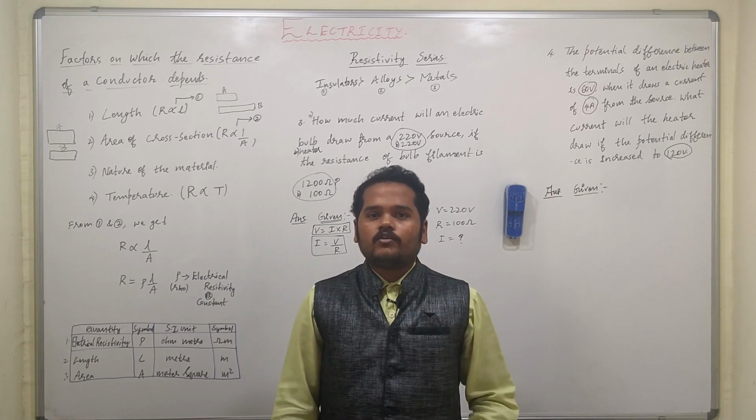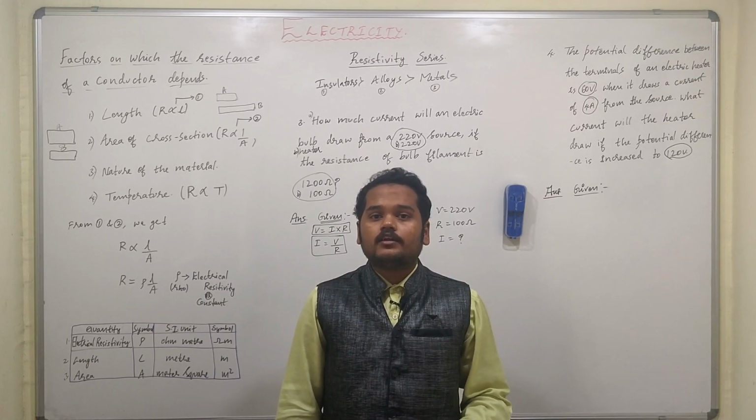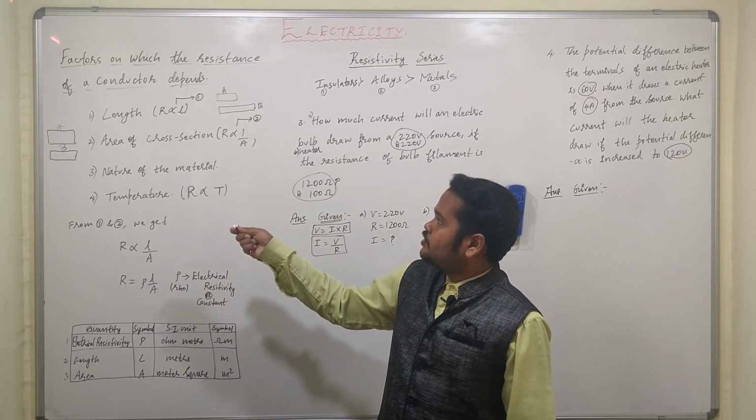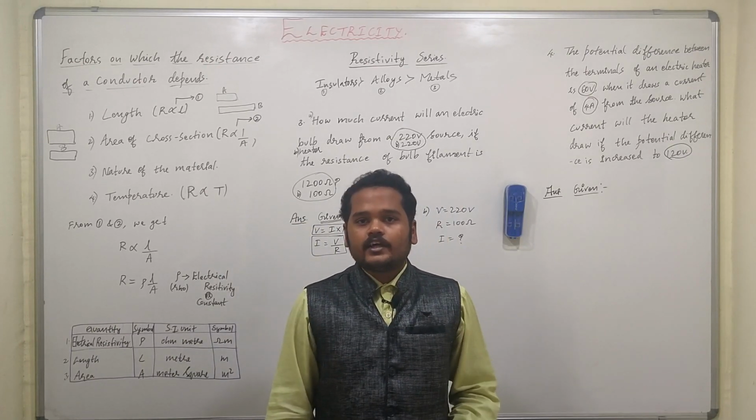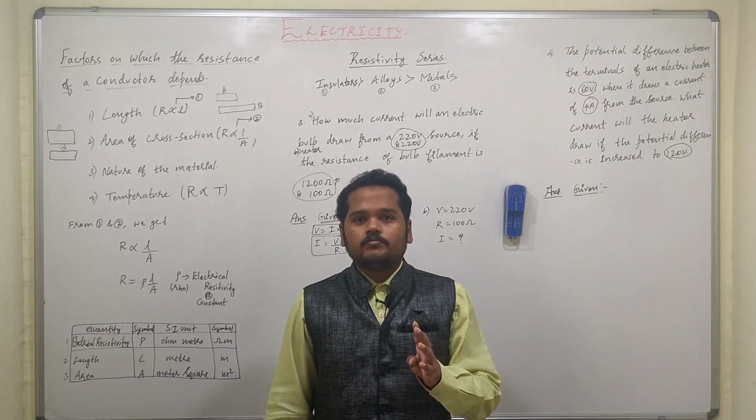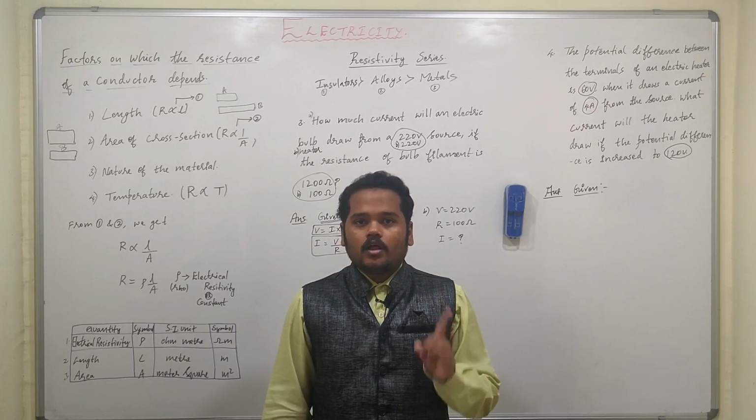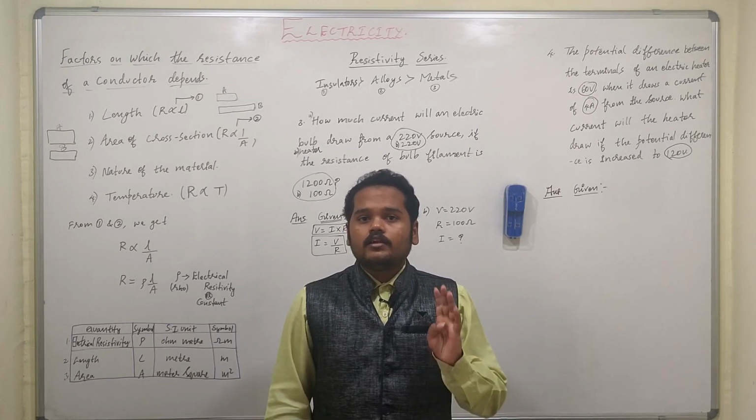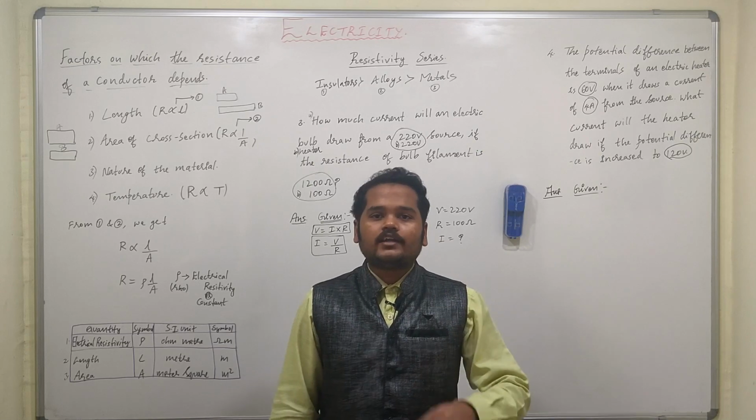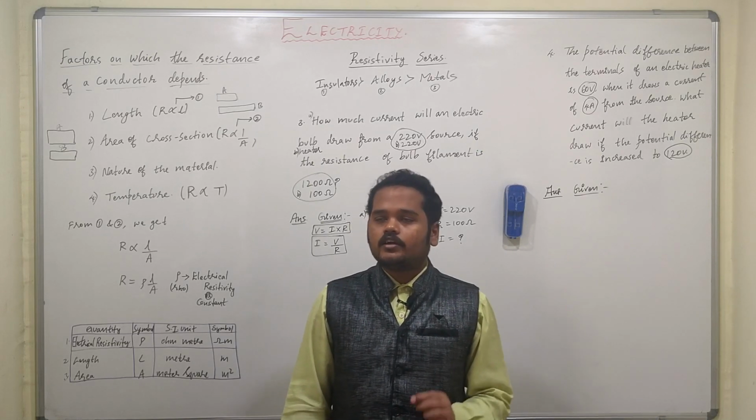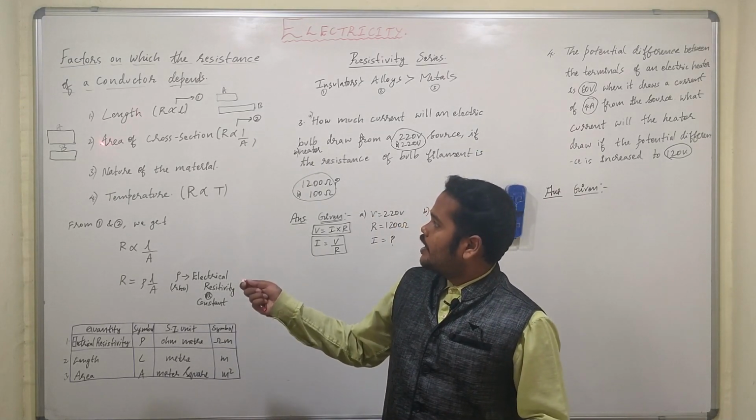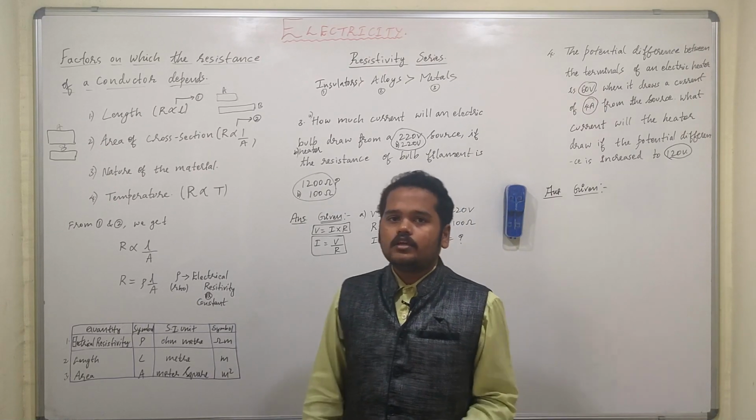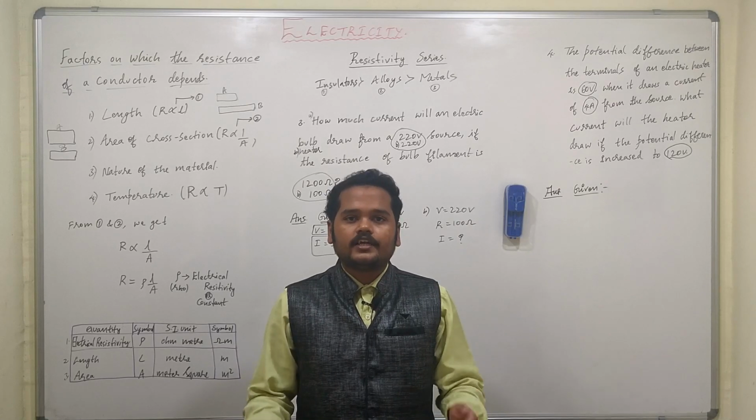The factors on which the resistance of a conductor depends. The resistance of a conductor depends on certain factors. Which are these factors? There are 4 of them. They are length, area, nature of the material, temperature. So these are the 4 factors on which the resistance of a conductor depends: length, area of cross section, nature of the material, temperature. Now let us see how they are related.